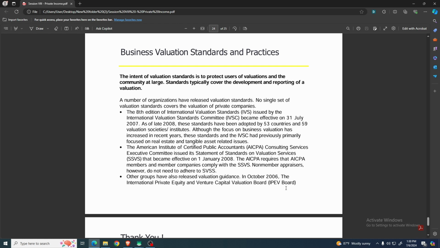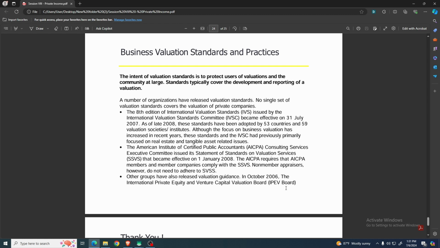And finally, we have the International Private Equity and Venture Capital Valuation Board, the IPEV board. The IPEV board provides guidelines specifically for valuing private equity and venture capital investments, where these guidelines are crucial for fund managers, investors, and auditors involved in the private equity and venture capital industry. The primary objective of the IPEV board's guidelines is to ensure that valuations of private equity and venture capital investments reflect their fair value.